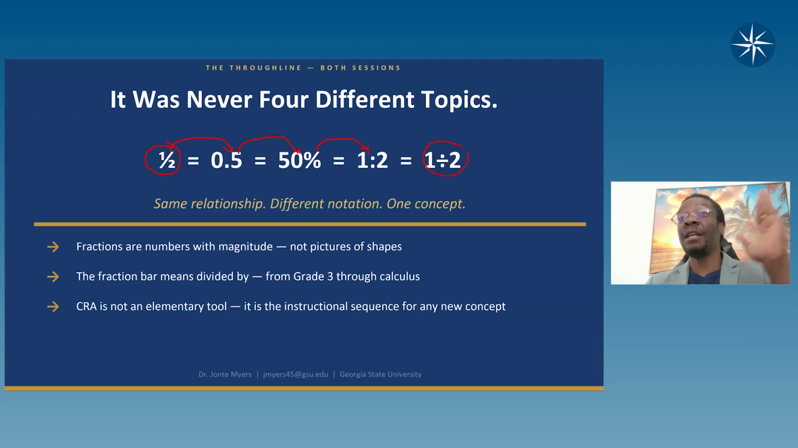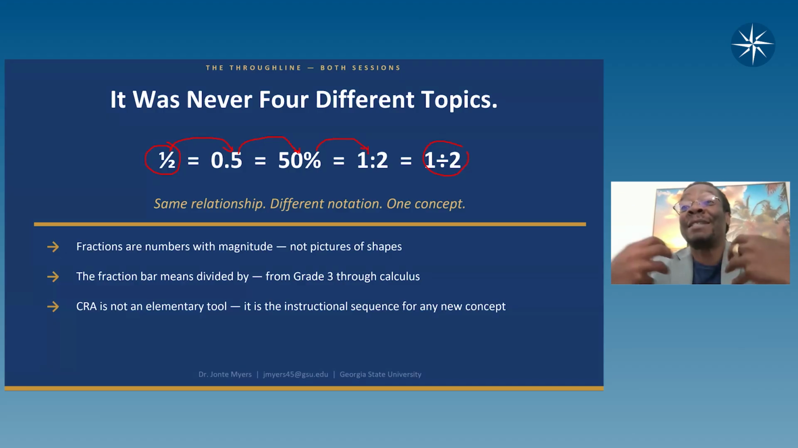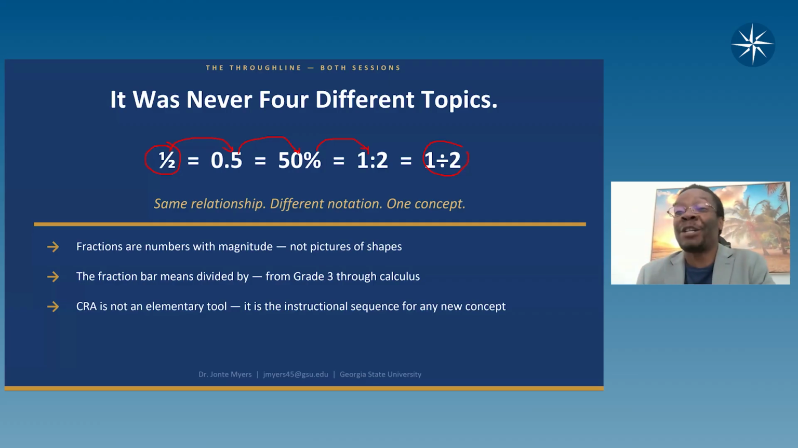So here we go. Fractions are numbers with magnitudes. They're not pictures and shapes. So we could use pictures and shapes to help them understand it, but we have to get them out of the pictures and shapes and put them on the number line. The number line is the best tool to help them understand fractions because through the number line, they can see magnitude, location, and that type of thing.